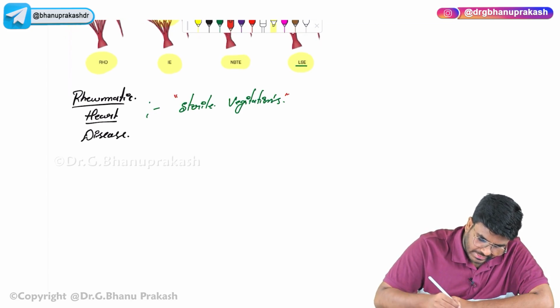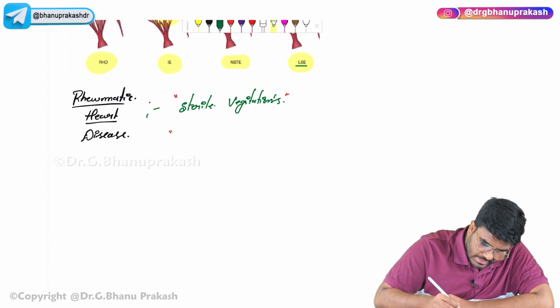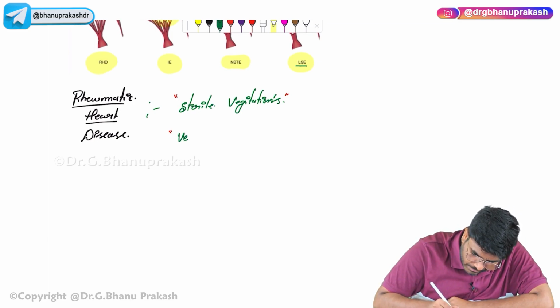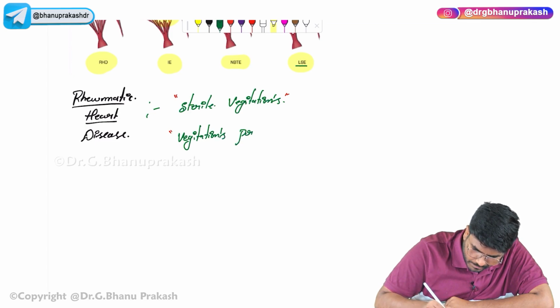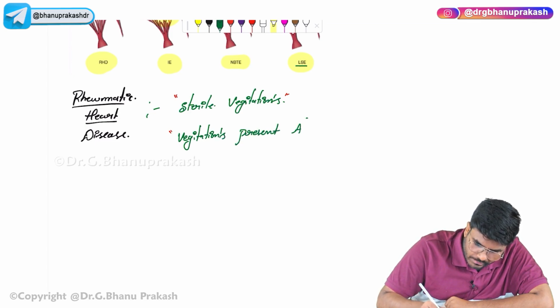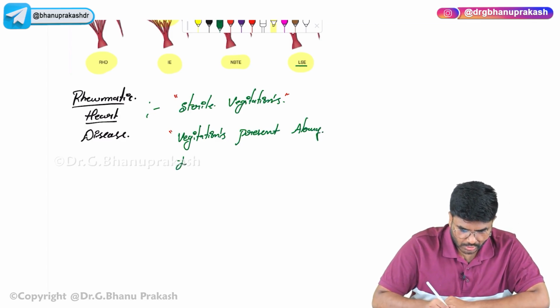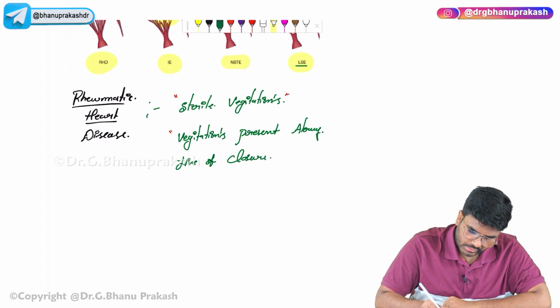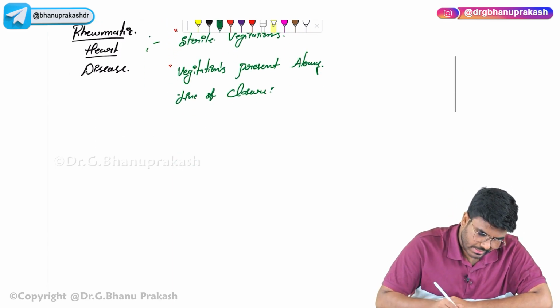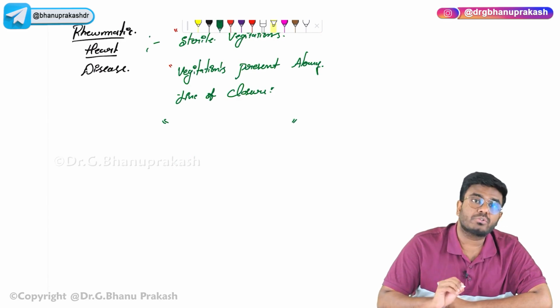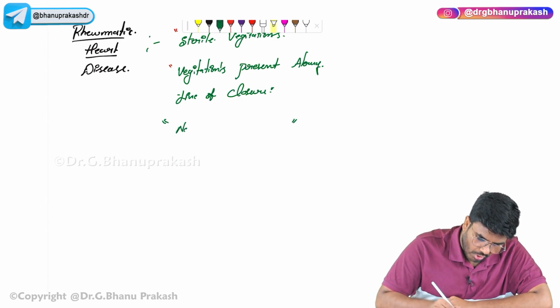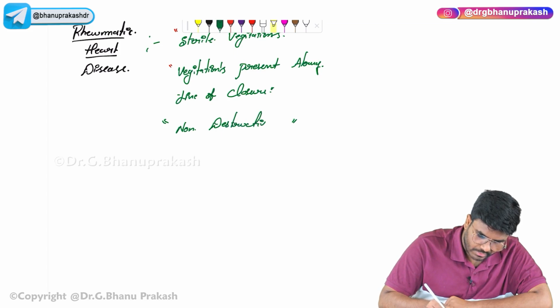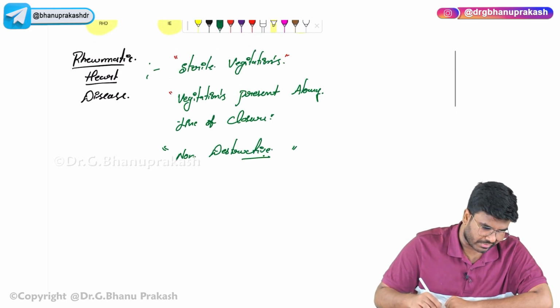The keyword they will use in your exam is vegetations present along the line of closure. Along the line of closure, the vegetations are present, and they do not cause any damage to the wall. They are non-destructive. They are the sterile vegetations.